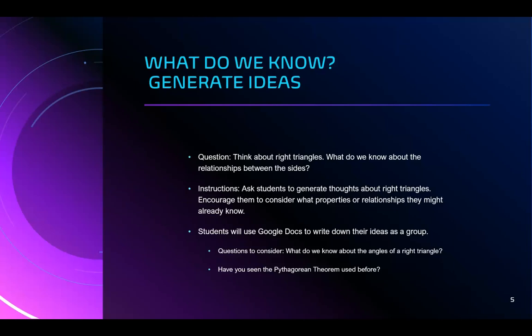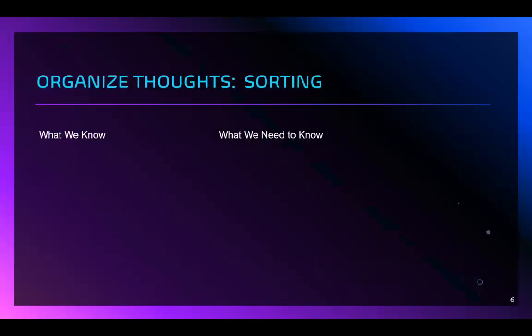Think about right triangles. What do we know about the relationships between the sides? Students in their Google Doc are going to be asked to generate thoughts about right triangles. Now, this is for the teacher: I will encourage them to consider what the properties or relationships are that they might know about right triangles. In their Google Docs, they're going to write down their ideas as a group. And there are some questions to consider. What do you know about angles of right triangles? And have you seen the Pythagorean theorem used before in another setting?